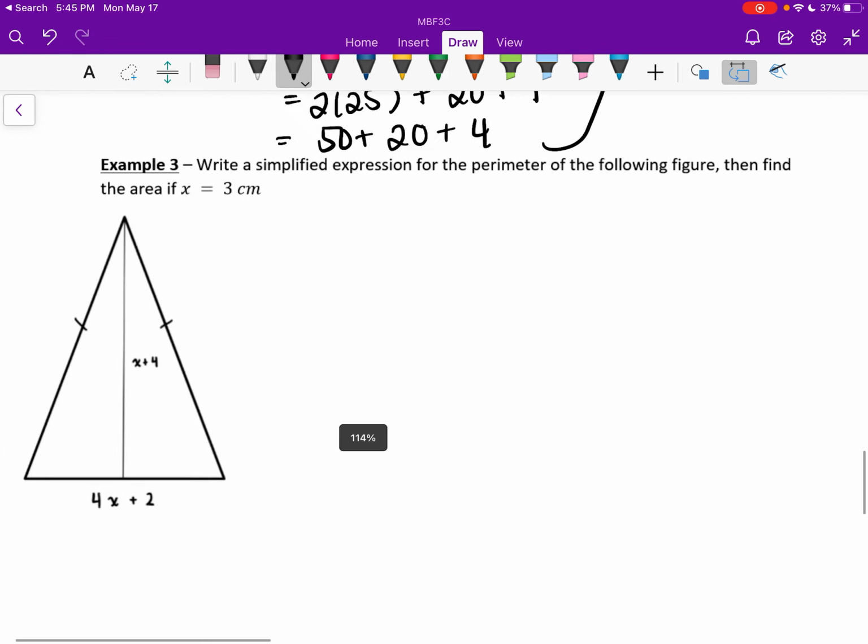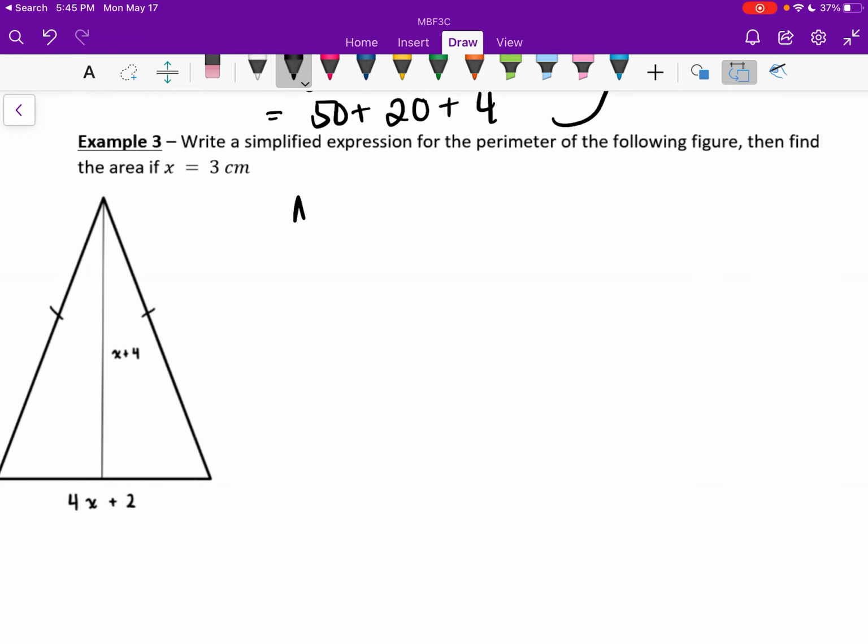So try doing example 3 by yourself, and if you have forgotten, the area for a triangle is base times height divided by 2. So I'm going to ask you to pause the video here, try it by yourself, and then we'll take it up together. So hopefully you paused the video. I'm just going to take this up together. First things first, this is our base, this is our height.